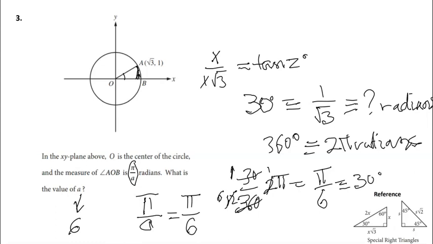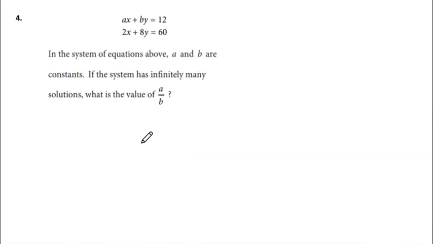Question number 4. All right, question number 4 says it's a system of equations, with one of the equations having A and B coefficients, and they are constants. And then it says if the system has infinitely many solutions, we should find A over B.